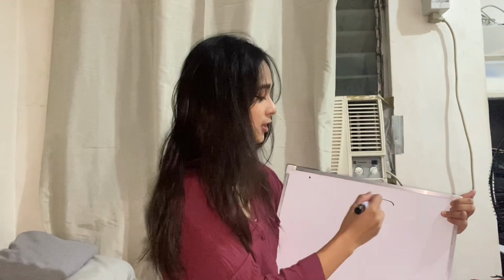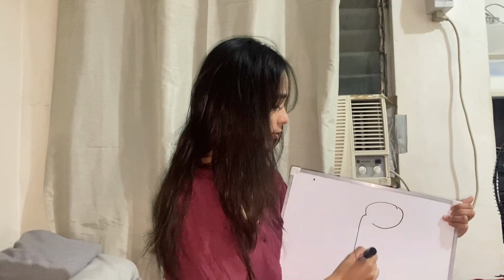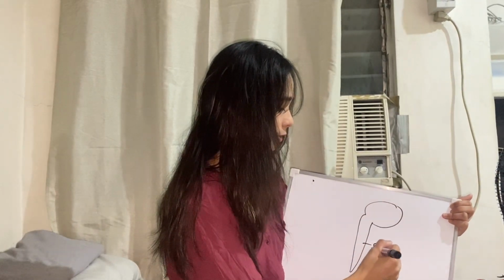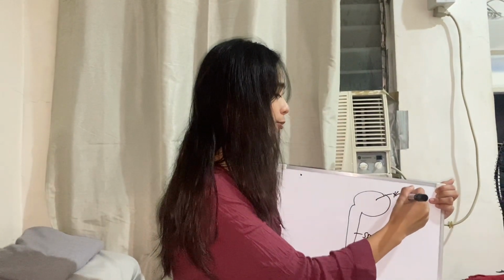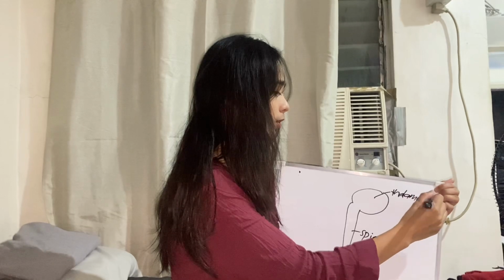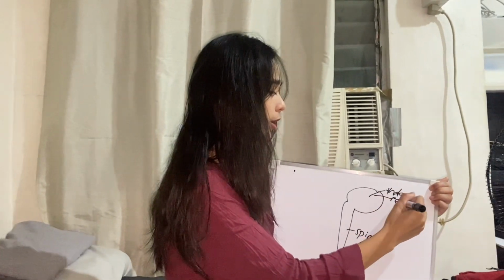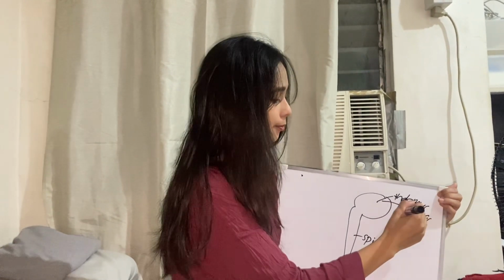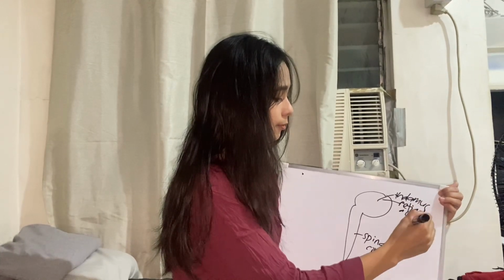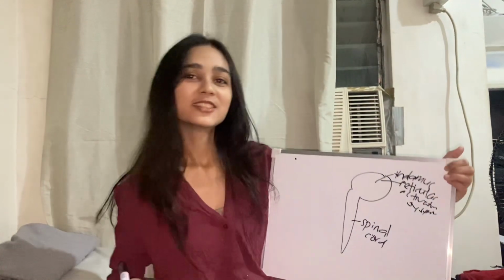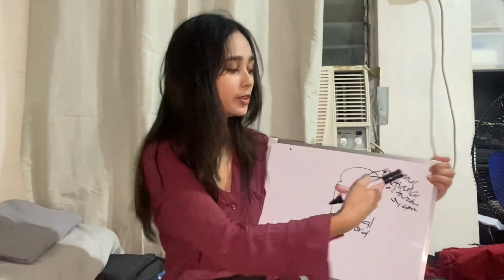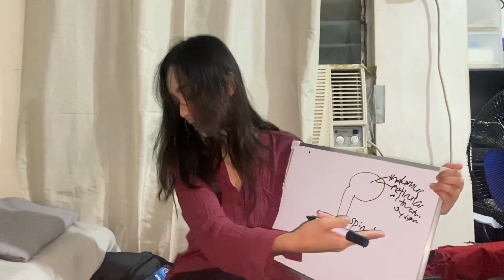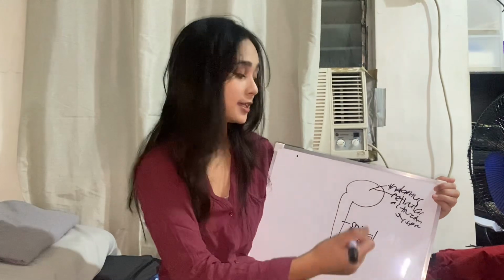So let's assume this is the brain, and here we have the spinal cord. Here we have the thalamus and reticular activating system. The thalamus and reticular activating system are responsible for consciousness; when anesthetics work on this area of the brain, there is a reversible loss of consciousness.